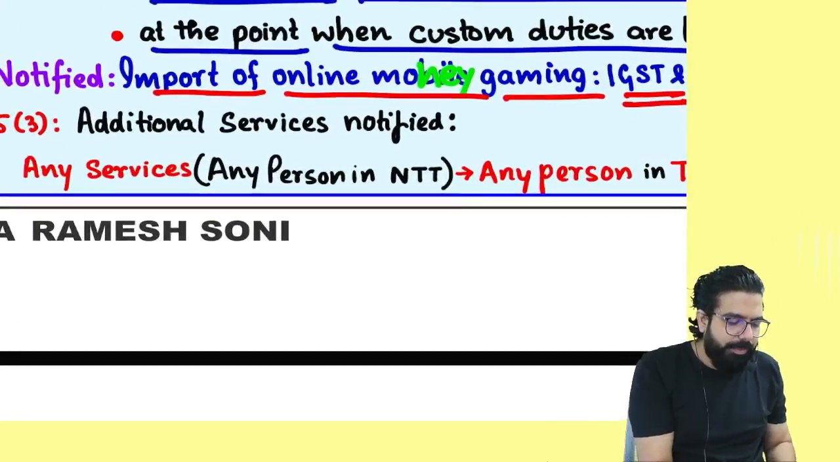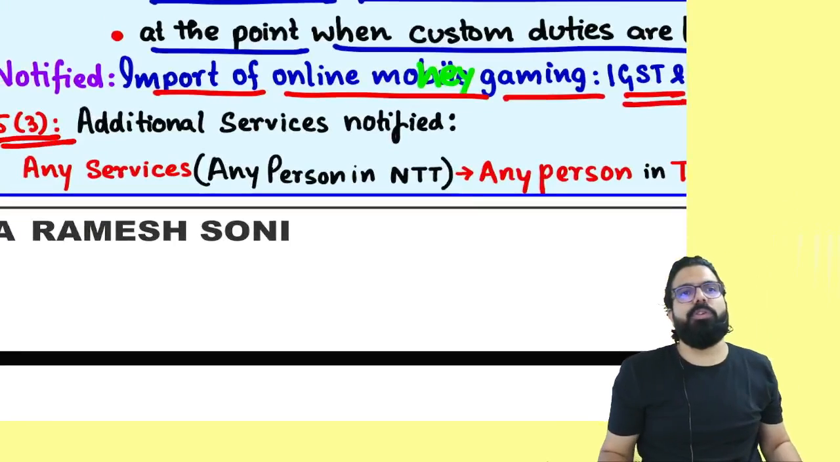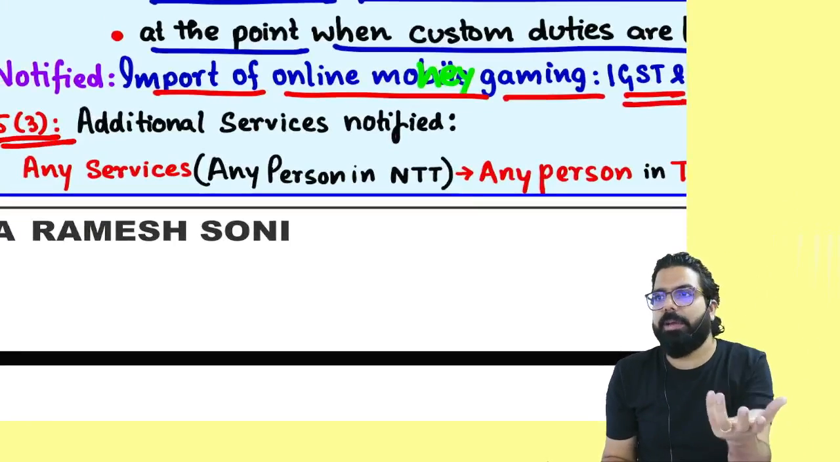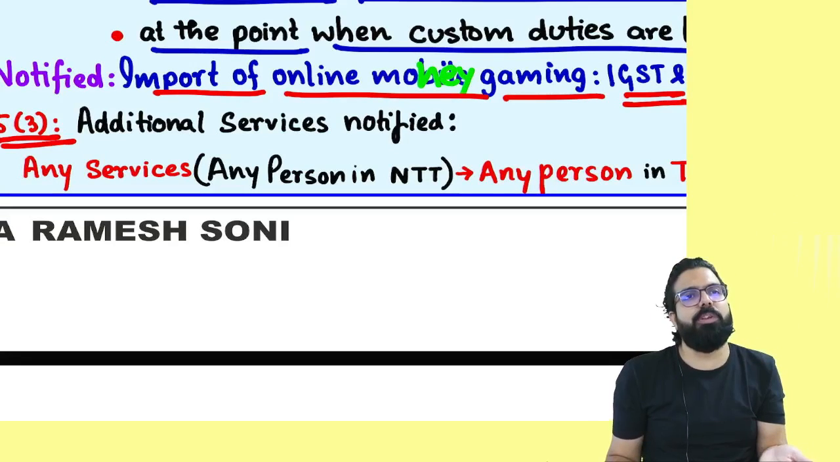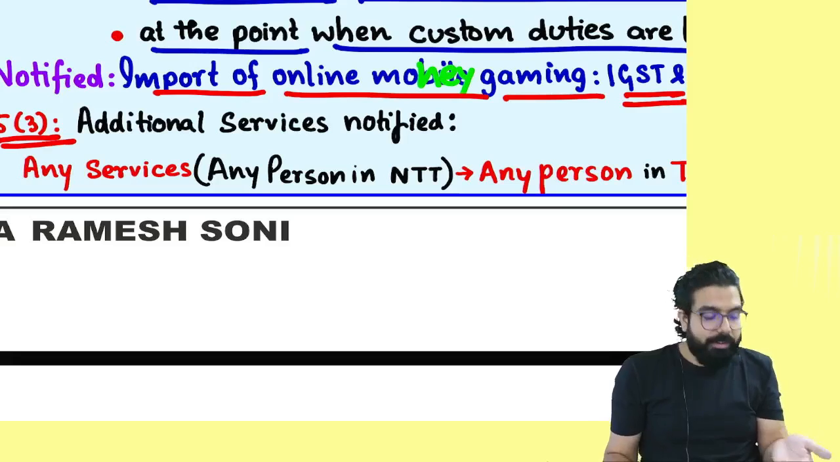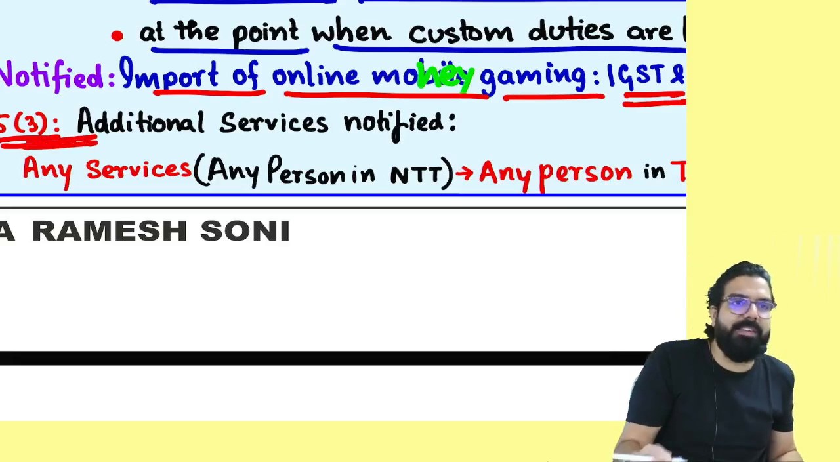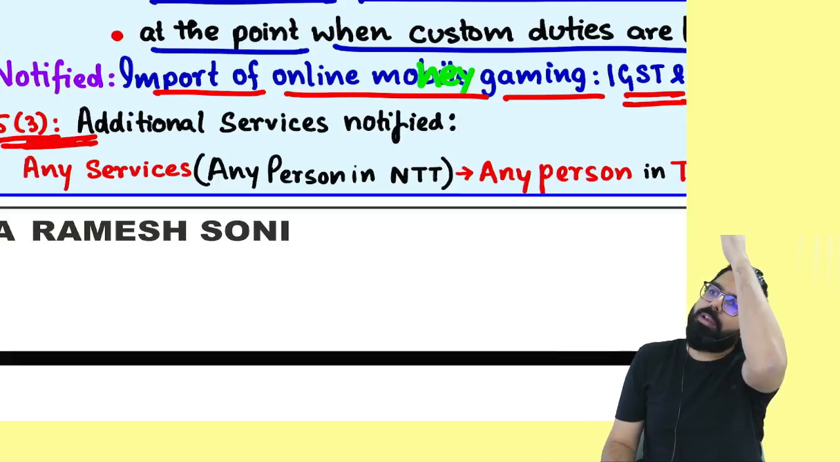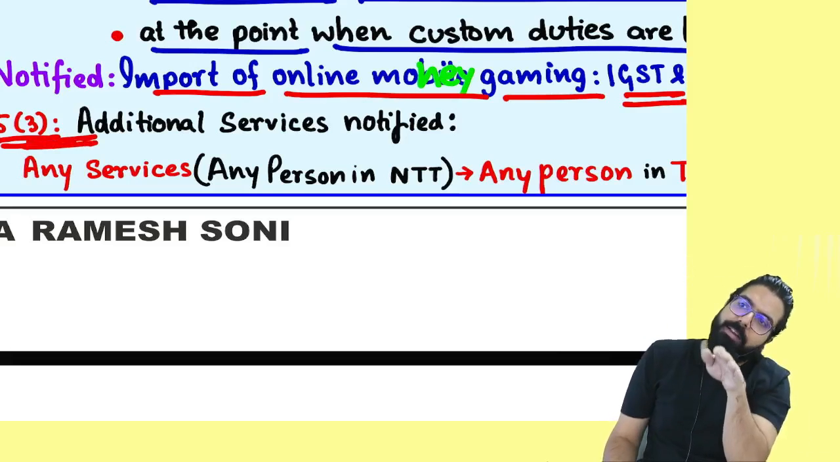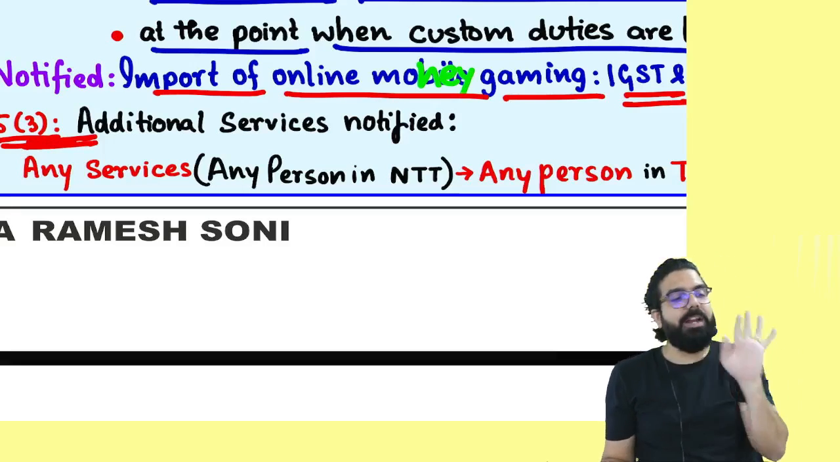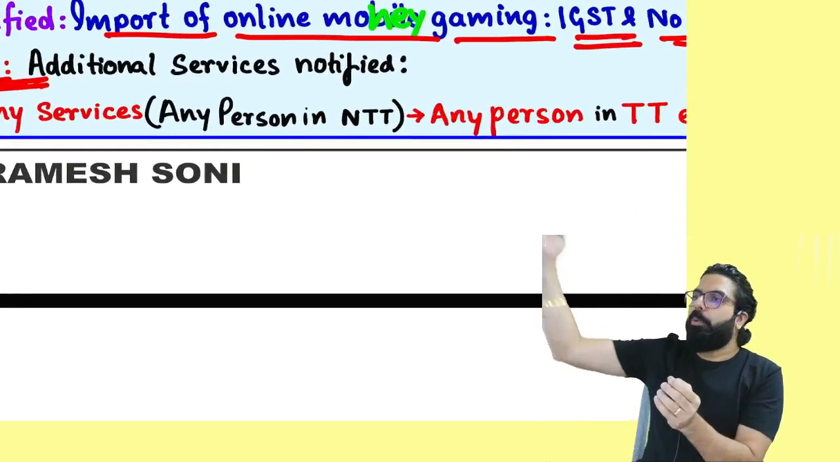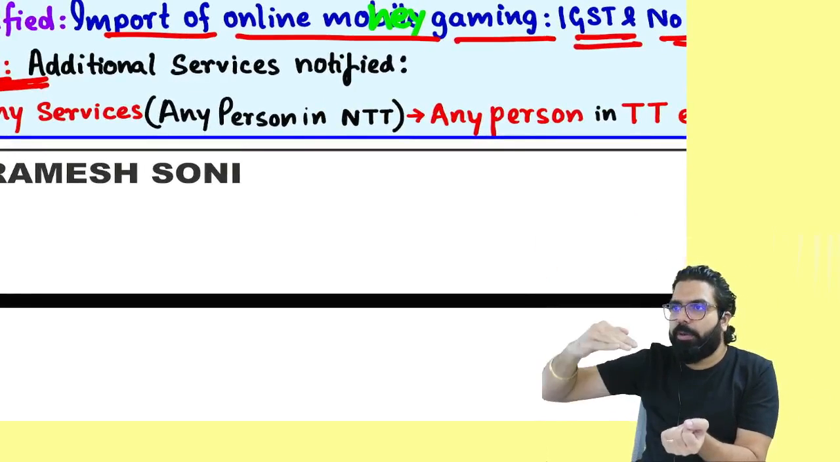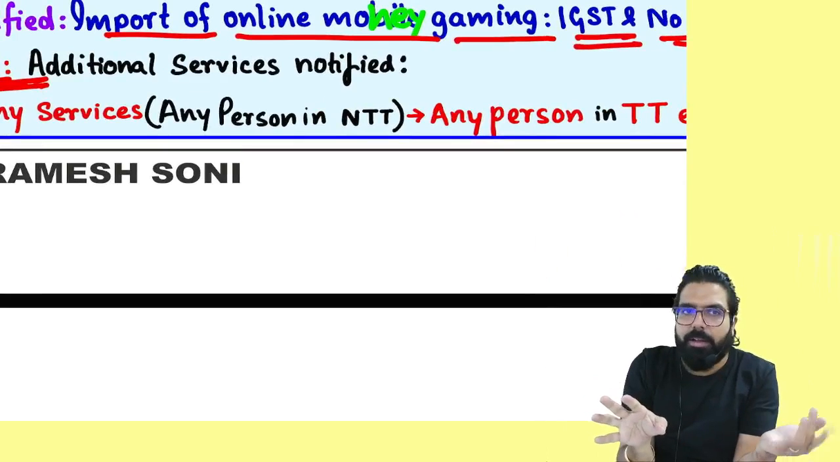Then they are telling section 5(3). Just like in section 9(3) we learned reverse charge, in section 5(3) we learn about reverse charge with respect to IGST. All the same entries are there in section 5(3) also, only one additional service is there. They are telling that on importation of service, you have to pay GST under RCM.